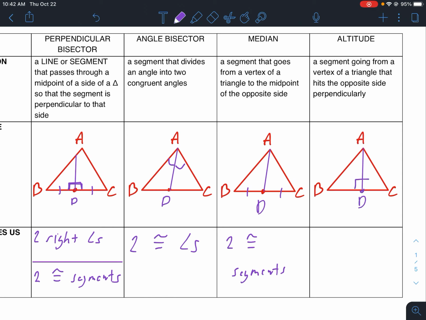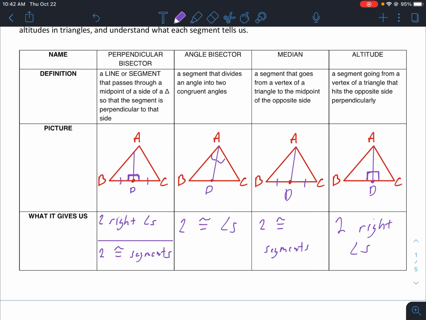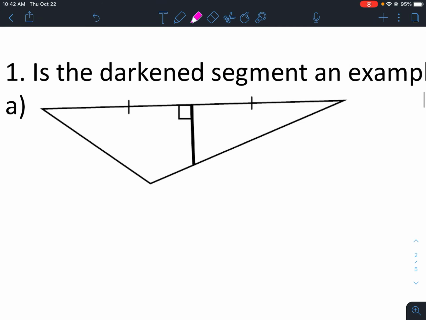So all we're going to do today is just practice recognizing which of these 4 segments is present. So let's take a look at these 4. The first one, we see 2 things. We see a perpendicular symbol there, so right angles, and we see congruent segments. So which of the 4 gives us right angles and congruent segments? That would be the first one, a perpendicular bisector. So number 1 is a perpendicular bisector.